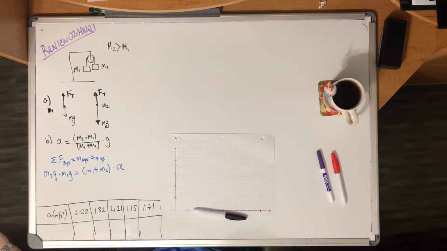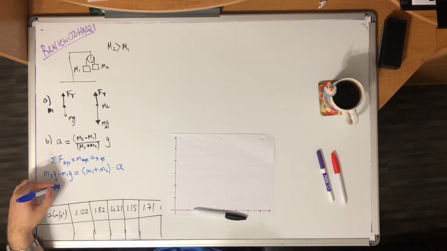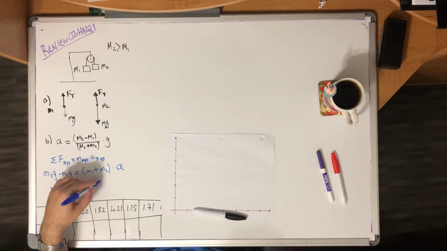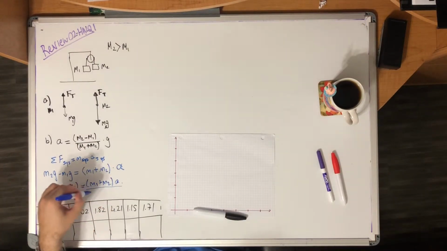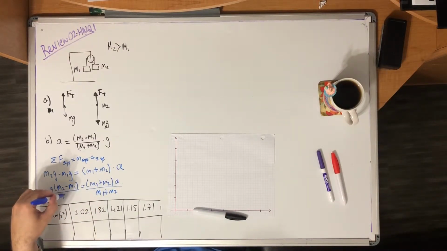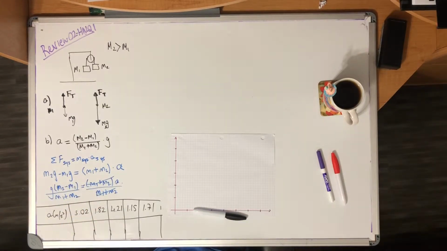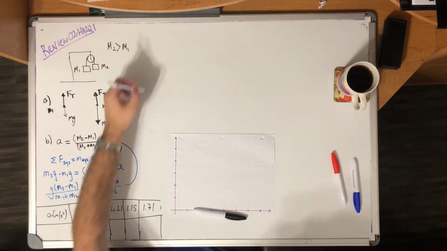So what are we going to do? You have M2g, M1g, so you take this into g parentheses, and then it's going to have M2 minus M1 equals (M1 plus M2) a, and we are trying to solve this for a, so you divide both sides by M1 plus M2, and the M1 plus M2's will cancel out, so your a is going to be equal to (M2 minus M1) over (M1 plus M2) times g.